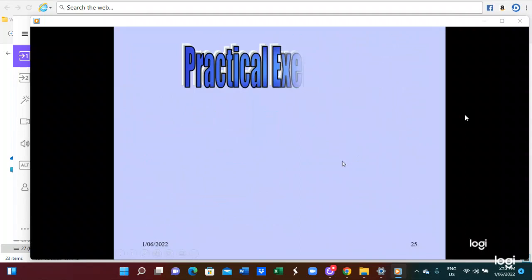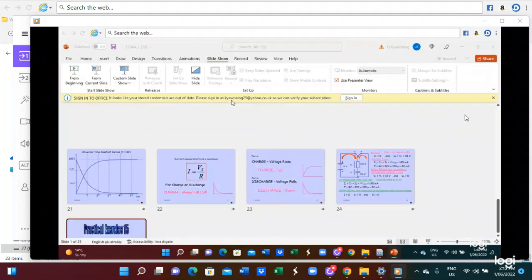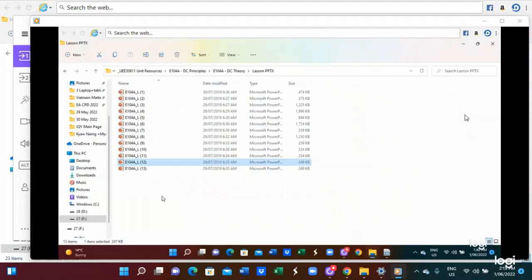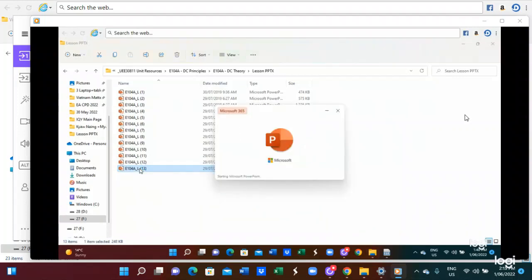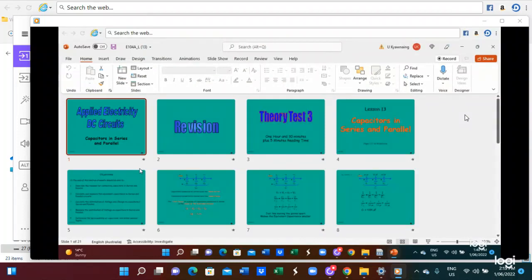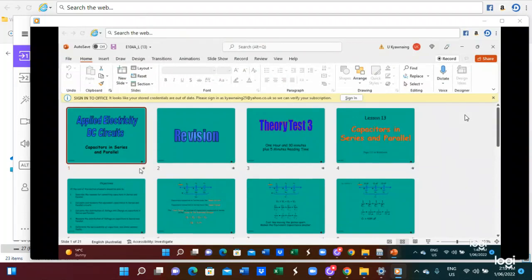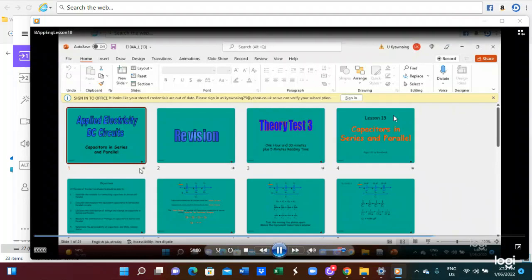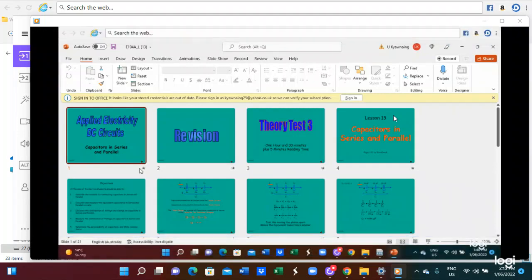Then you have to do the practical exercise. Then we are talking about another lesson, Lesson 13: Capacitor in series and parallel.